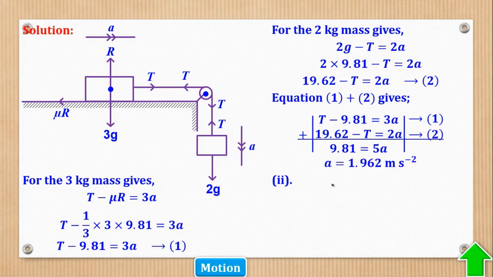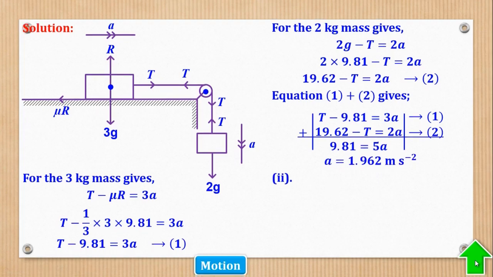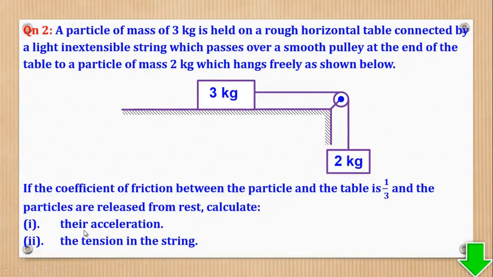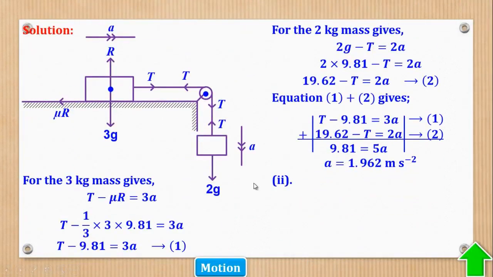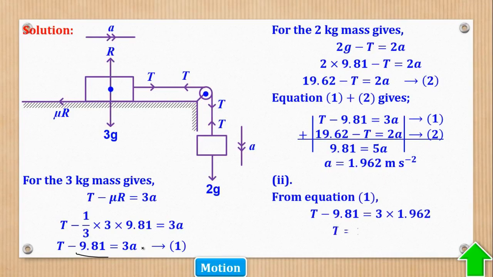What about, let me see, part (ii). They want the tension in the string. So for tension, we use any of the 2 equations, either equation 1 or equation 2. If I use equation 1, substitute for a and make T the subject. And that's what they wanted.